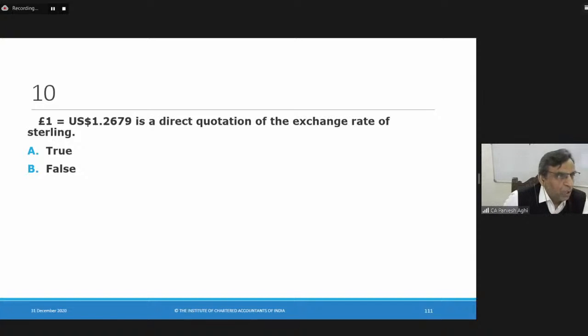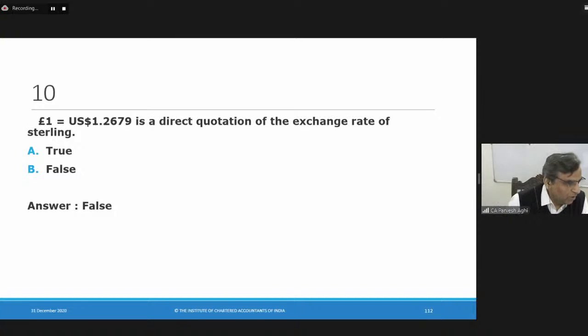Why is it false? Because 1 pound is equal to so many dollars. Or we can say 1 rupee is equal to so many dollars. So it can't be a direct quotation of India. Similarly, 1 pound is equal to so many dollars is actually an indirect quotation in pounds. An example would be 1 rupee is equal to so many dollars, which is an indirect quotation in India. So look at the right hand side. It's dollars. Dollar is the home currency, so it has to be a direct quote of pound in America, and not in sterling. So the answer is false.